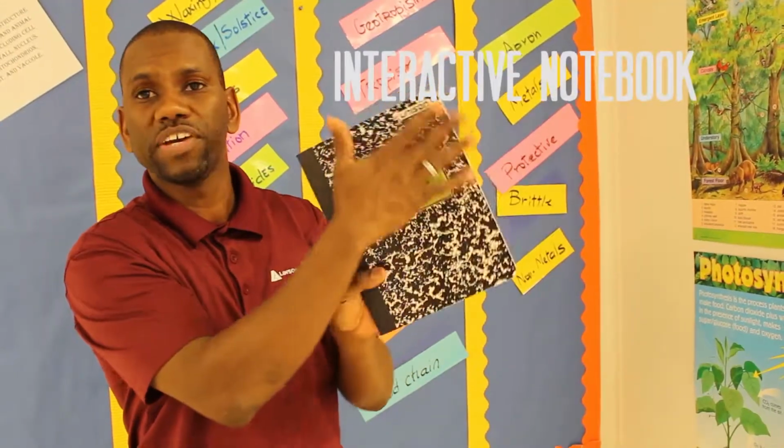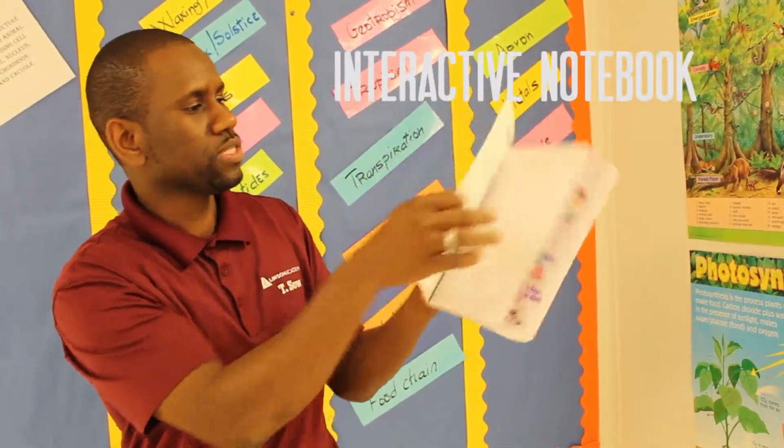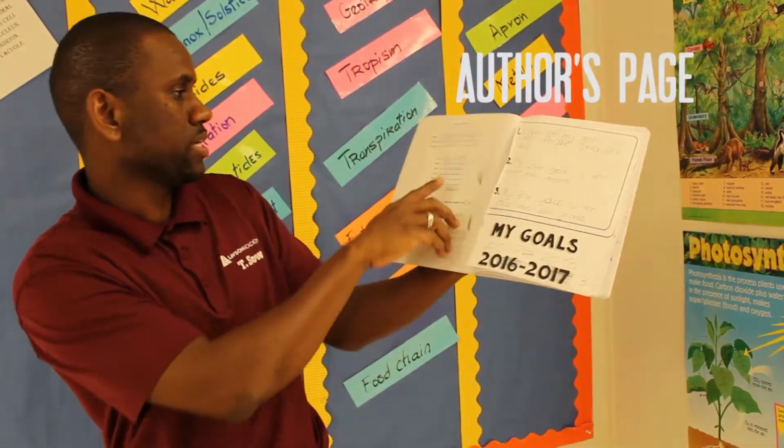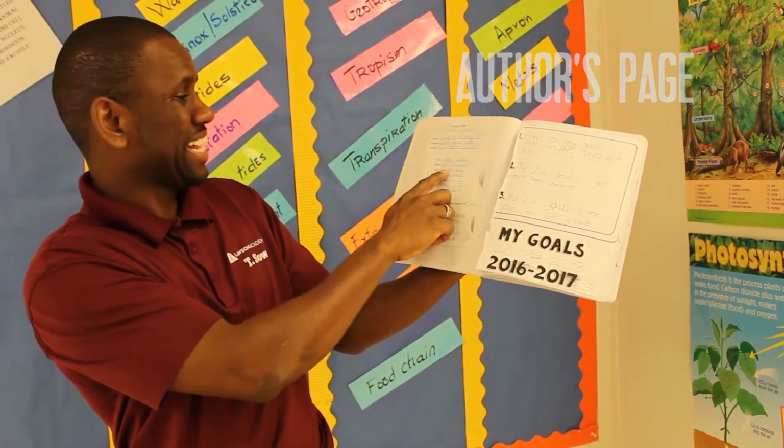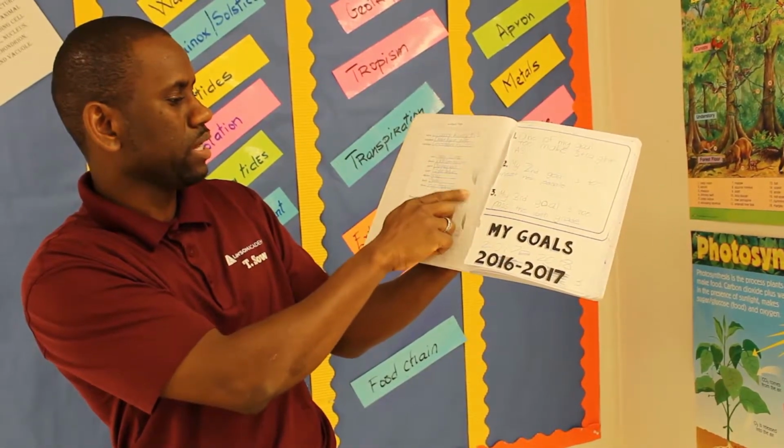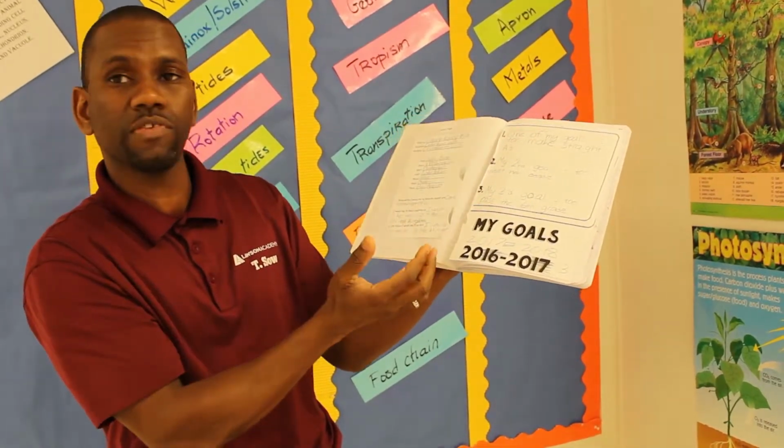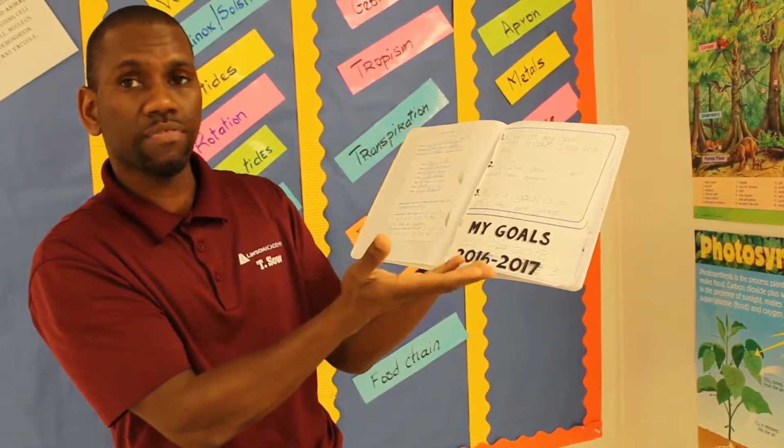This is an example of an interactive notebook with a cover page with the student's name. The first page of an interactive notebook is like the author page, where a student would write their name, things that they like: music, scholars, sport. All this stuff is just for them to take ownership, to make sense of their learning.